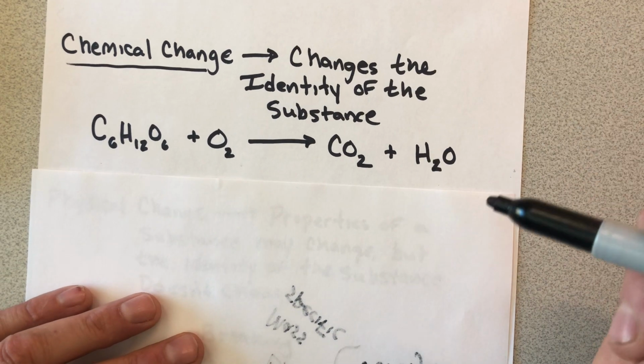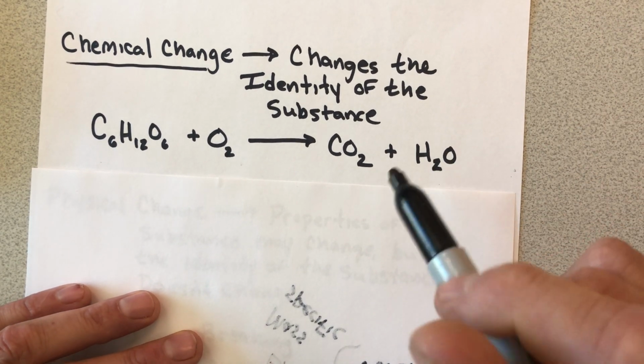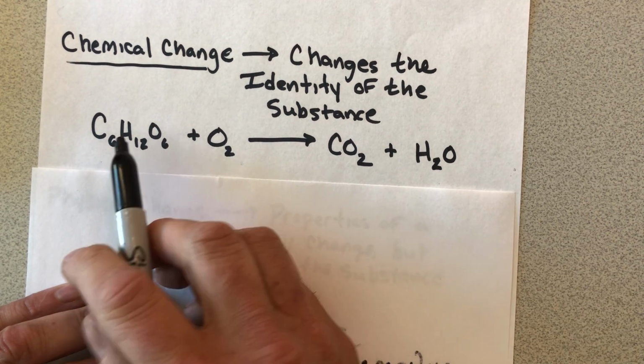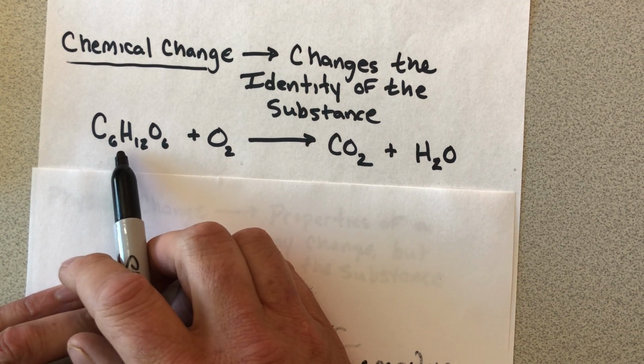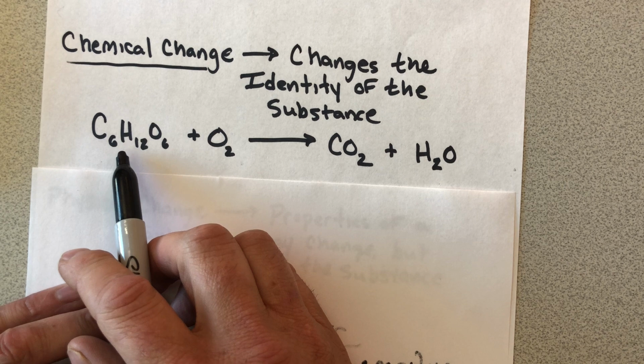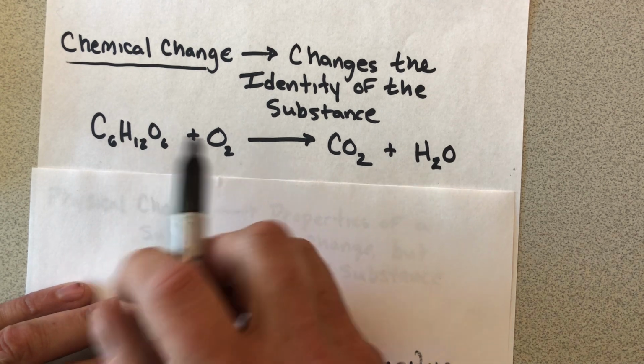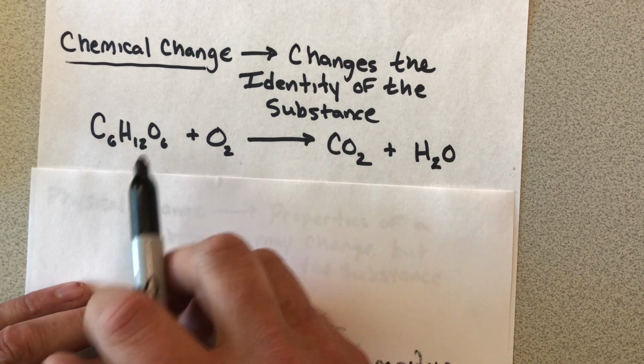Here's a really good example of a chemical change to this molecule. This is the chemical formula for something called glucose, which is in your body, and it reacts with oxygen to make energy.